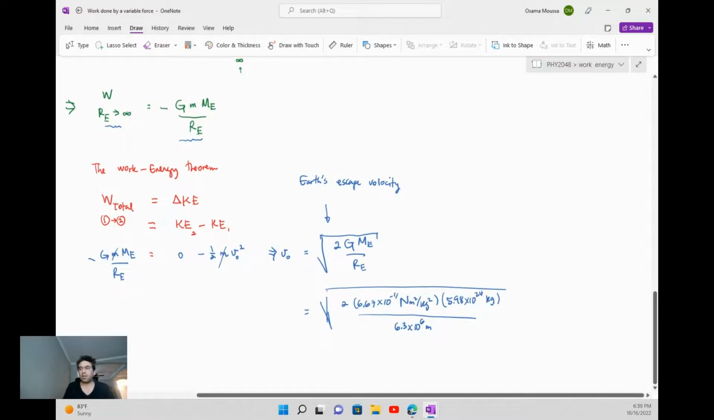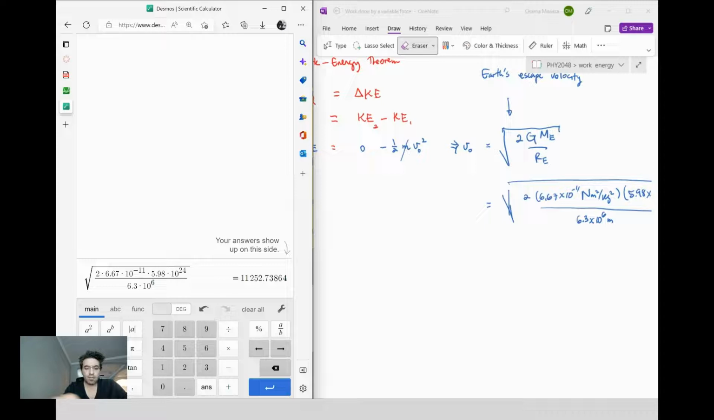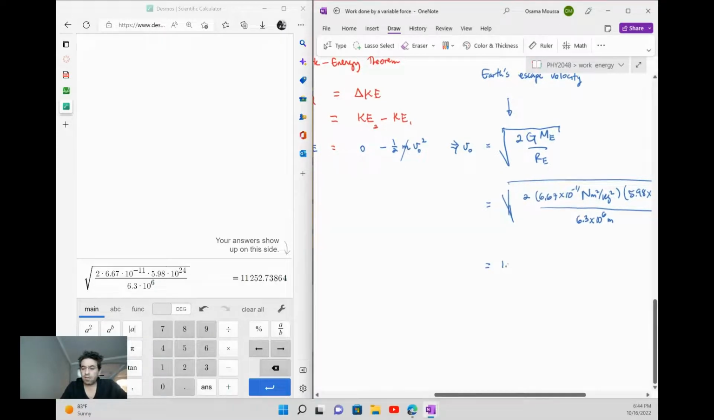So if I plug these numbers in, I find that I need 11,000 meters per second to escape Earth. Any object that goes at 11,000 meters per second will escape. So if you throw any object at 11,000 meters per second away from Earth, it will escape Earth's gravity.